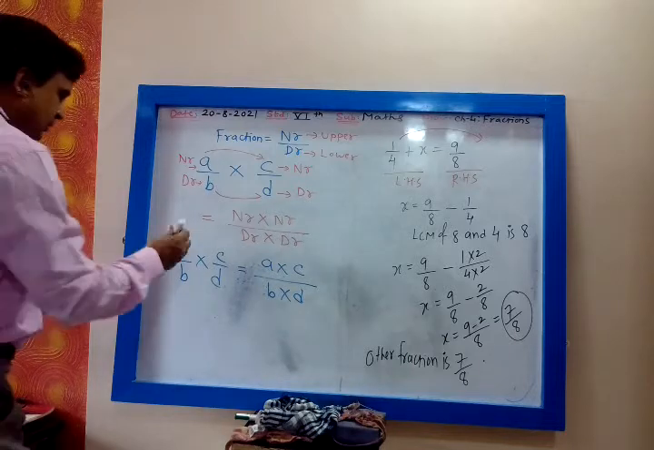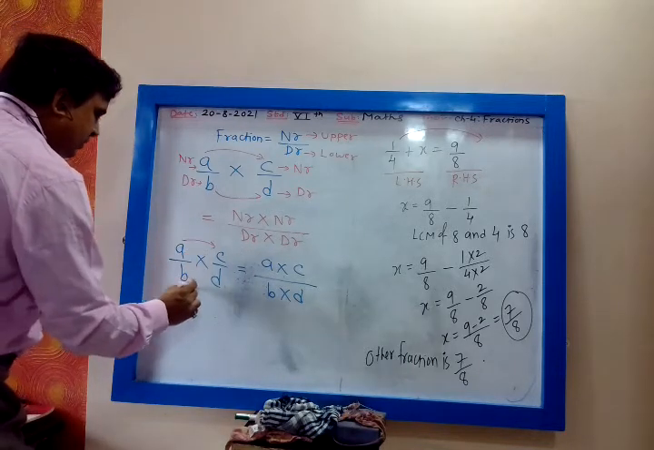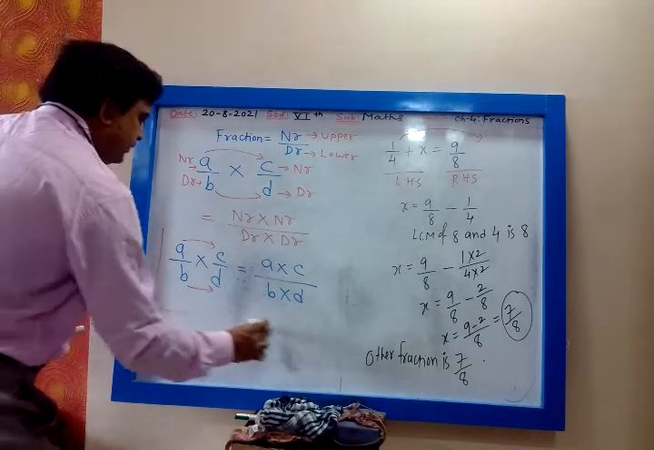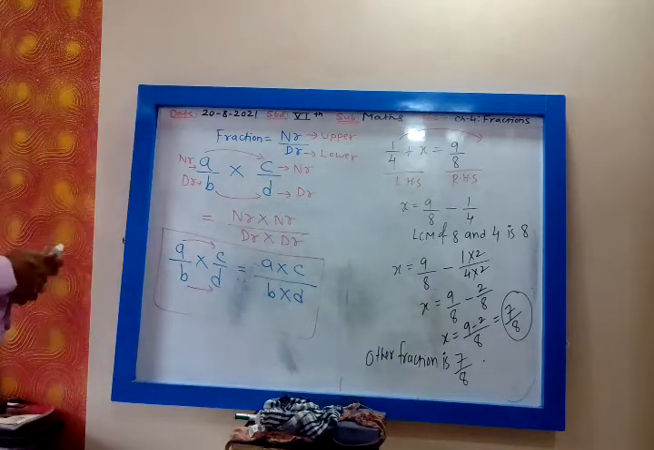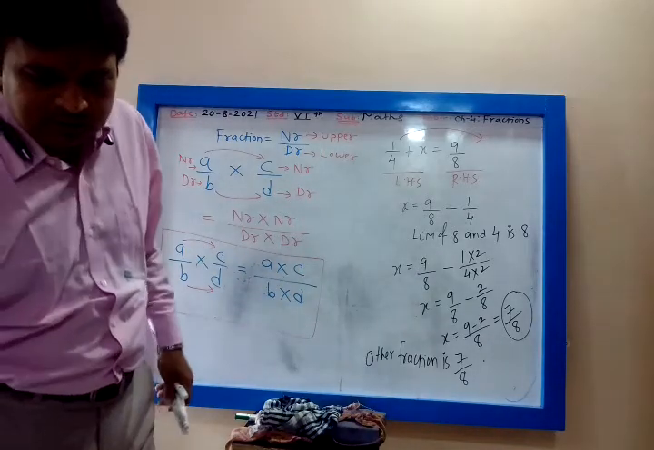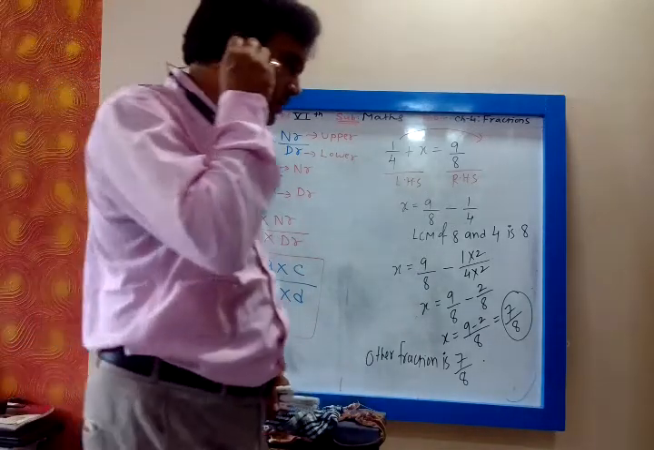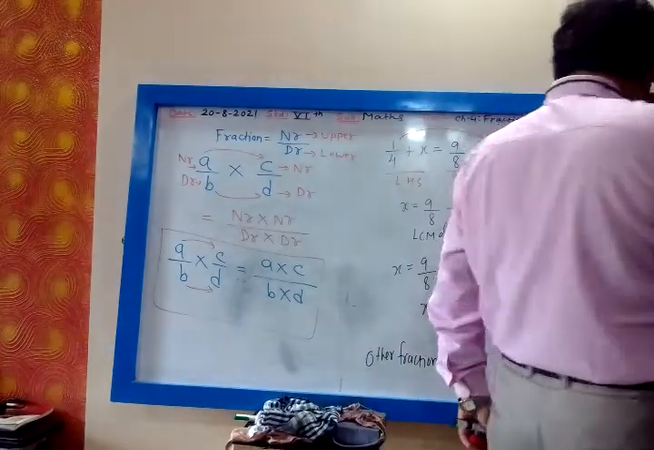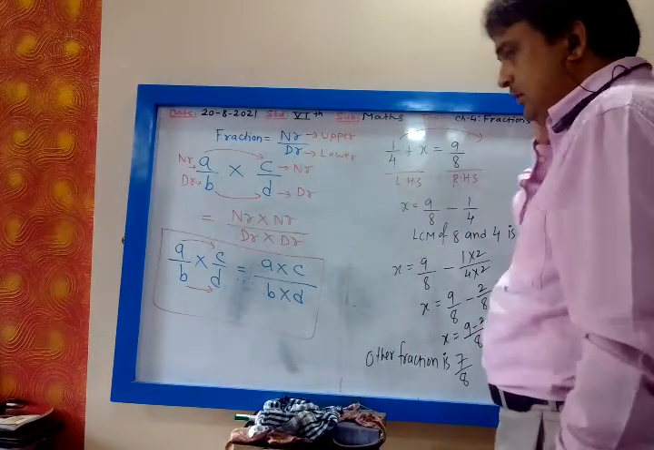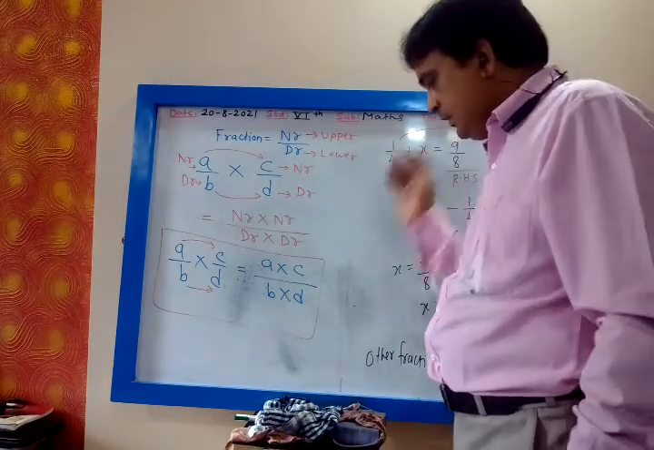So numerator into numerator upon denominator into denominator. So to multiply two fractions, multiply numerator to numerator, multiply denominator to denominator. Is it clear? Okay. So let us solve the problem based on this.